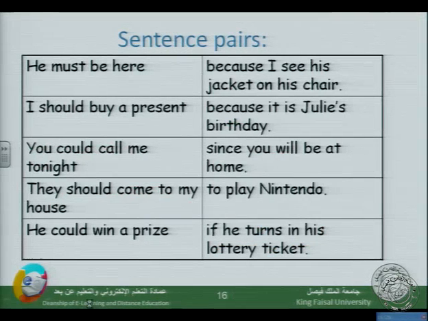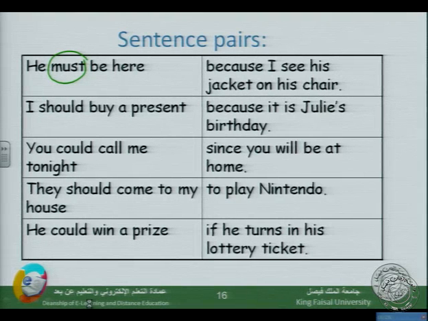So let us see now the sentence pairs. This is a pair of sentences, and let us see the difference. What do we notice about the difference? Let's read the first sentence. He must be here because I see his jacket on his chair. Must, what does it mean? Strong necessity. Okay, he must be here because I see his jacket in his chair. It shows a strong necessity.